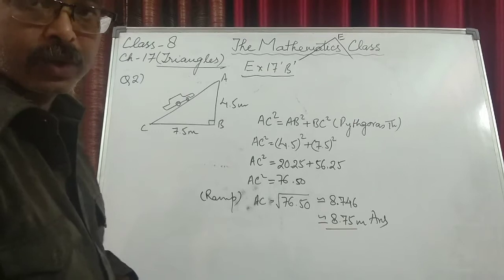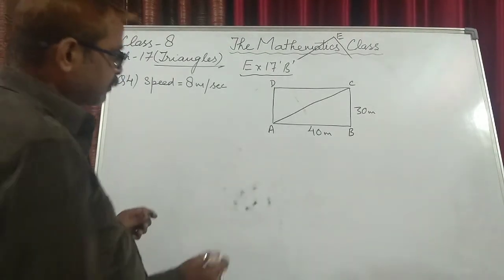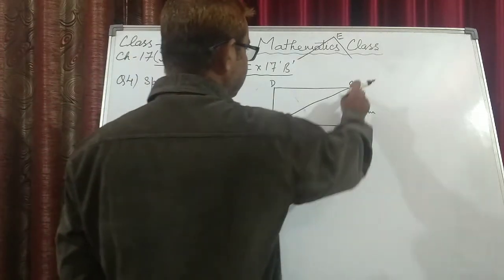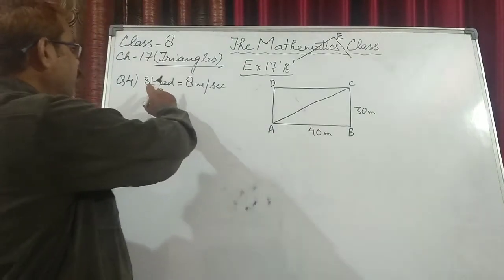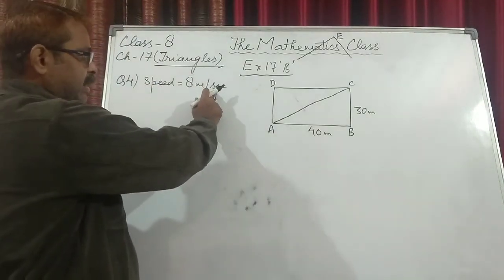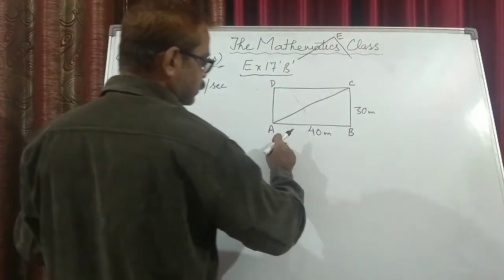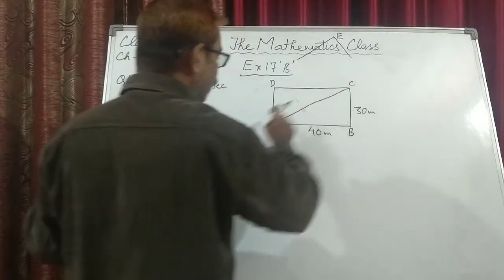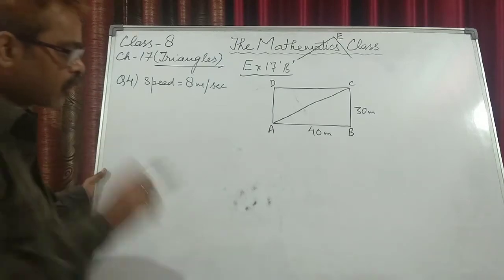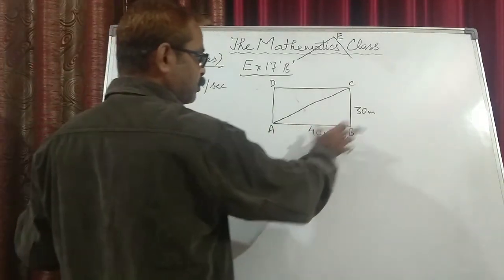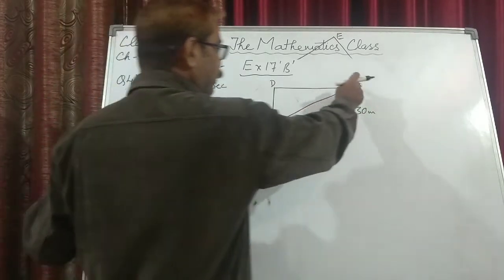Now we move on to the fourth one. Now question number 4 I have taken. They have given a rectangle ABCD and they have given a situation that if your speed is 8 meters per second and you are going from A to C, you have two routes. First is from A to B and then from B to C, or directly from A to C. So you have to find out how much longer time you will take if you travel from A to B and then from B to C, compared to the time taken if you directly travel from A to C.